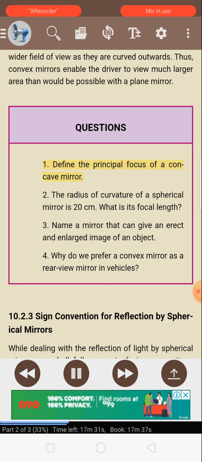Questions. 1. Define the principal focus of a concave mirror. 2. The radius of curvature of a spherical mirror is 20 centimeters. What is its focal length? 3. Name a mirror that can give an erect and enlarged image of an object. 4. Why do we prefer a convex mirror as a rear view mirror in vehicles?